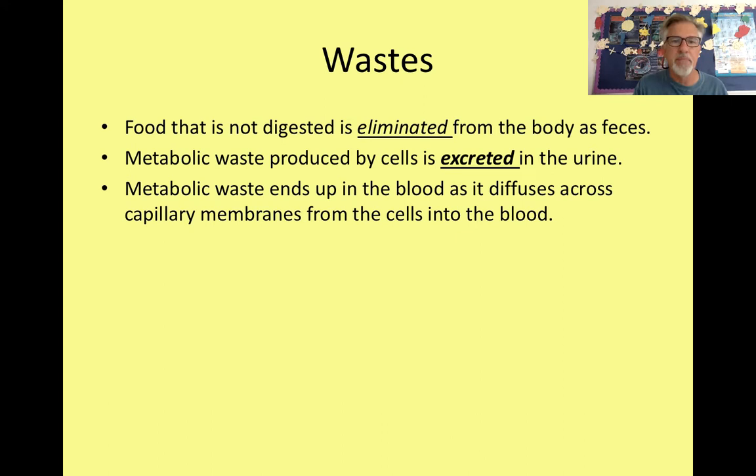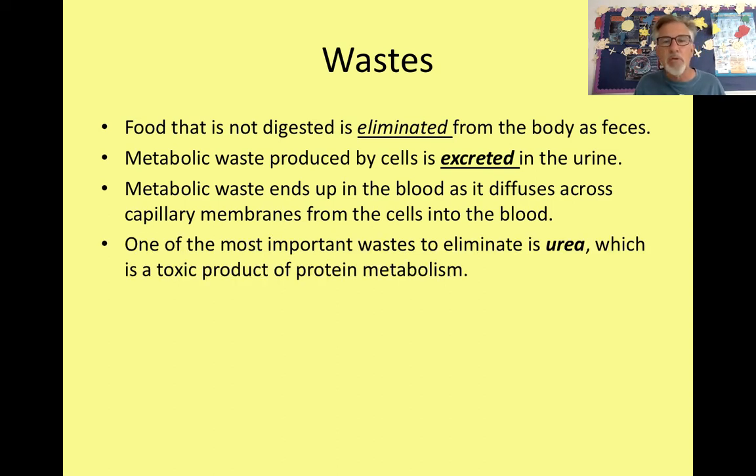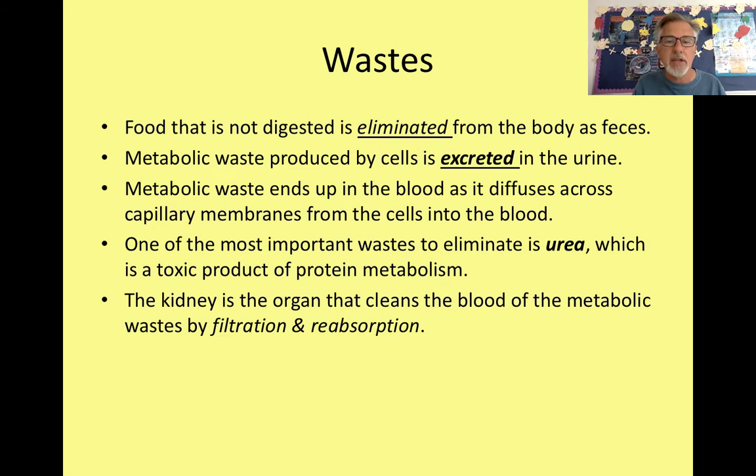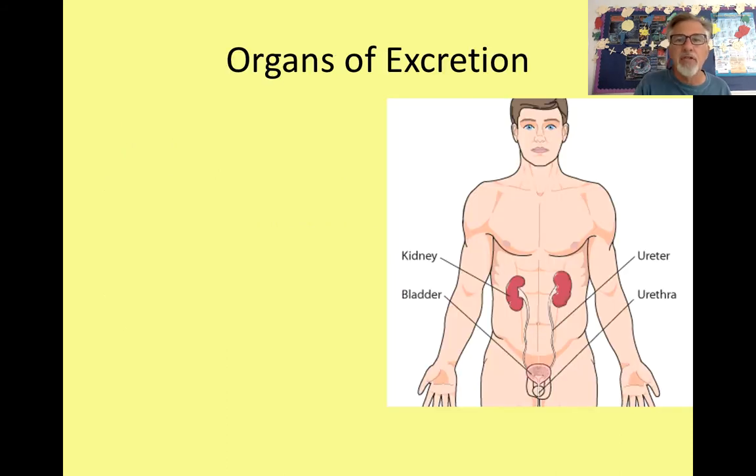in the urine. Metabolic waste ends up in the blood as it diffuses across the cell membrane and then the capillary membranes. One of the most important wastes in the human system is urea, which is a somewhat toxic product of protein metabolism. The kidney is the organ that cleans the blood of the metabolic waste, and it does so by filtration and reabsorption. Let's look at the organs of the excretory system.